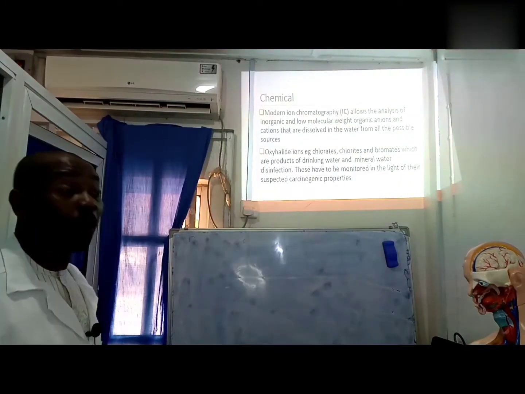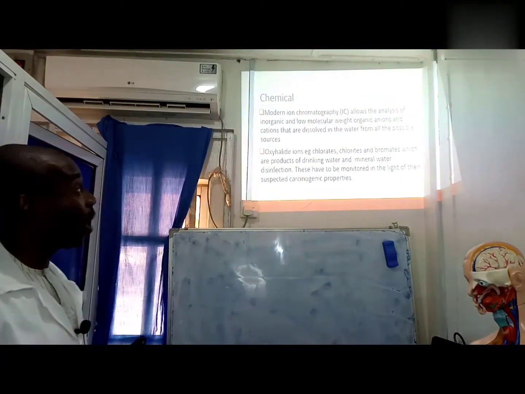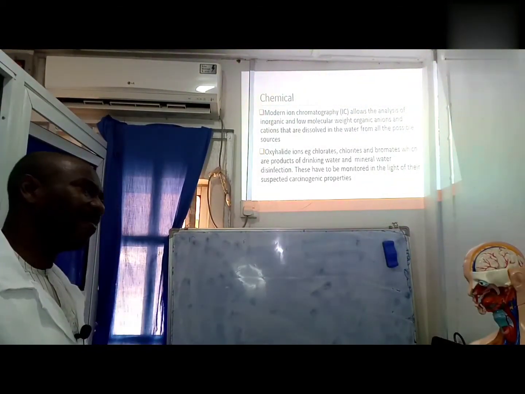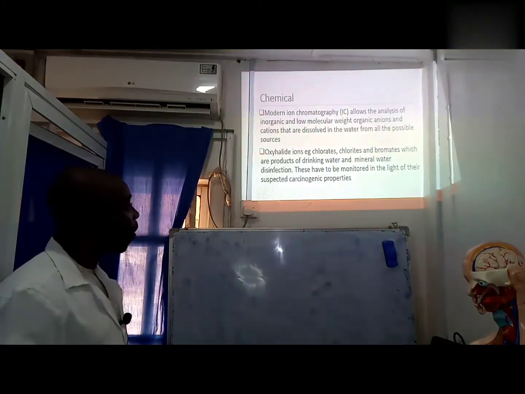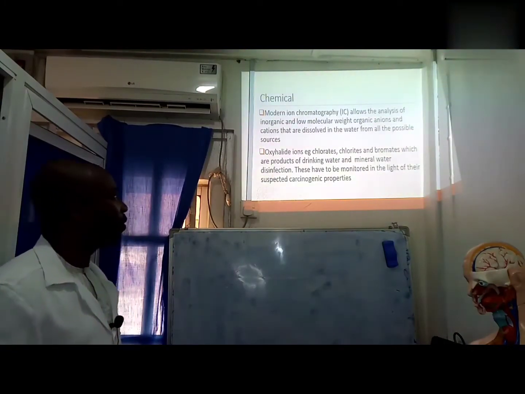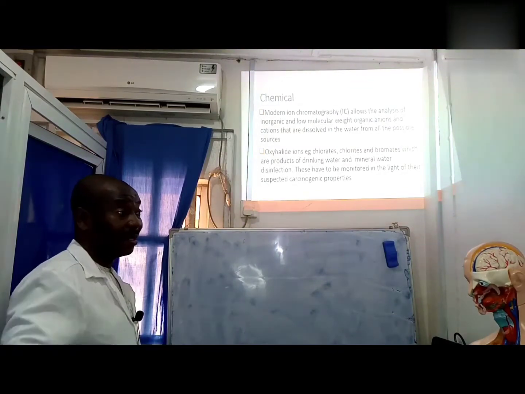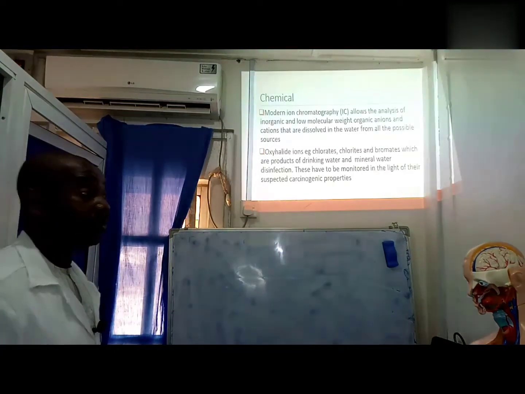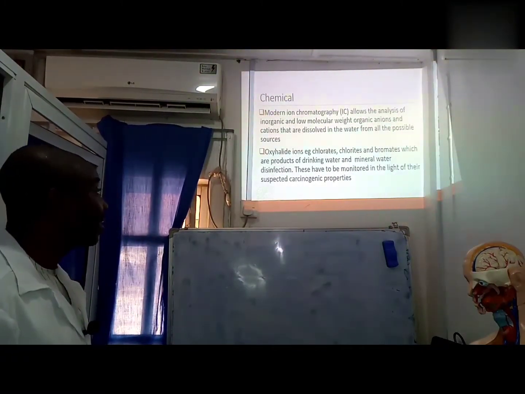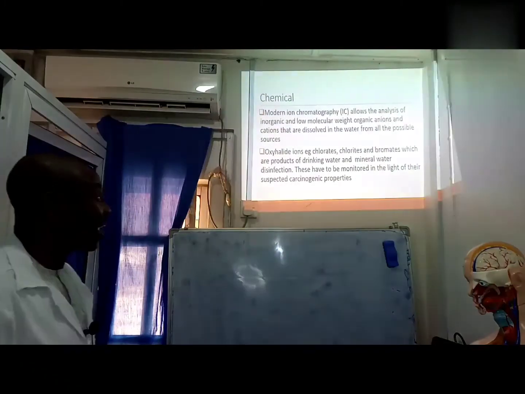Regulatory authorities should ensure that all the water companies, especially for drinking, should have one ion chromatographic setup in place to help them do the analysis. Then oxyhalide ions, chlorates, chlorides, bromates, these ones come from water treatment. Once you put the chlorates, hypochlorites into water for analysis, you have too much, and all the chlorates and the chlorides become evidently present, and these have been found to be carcinogenic.